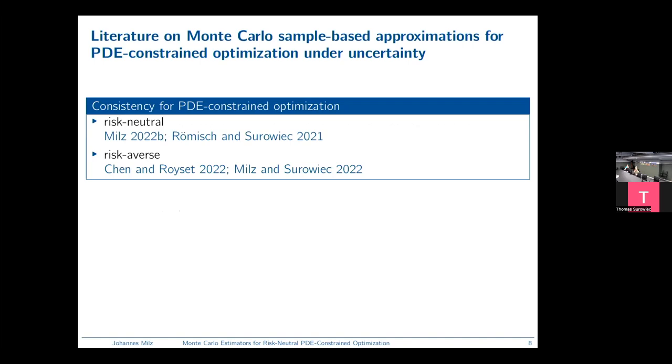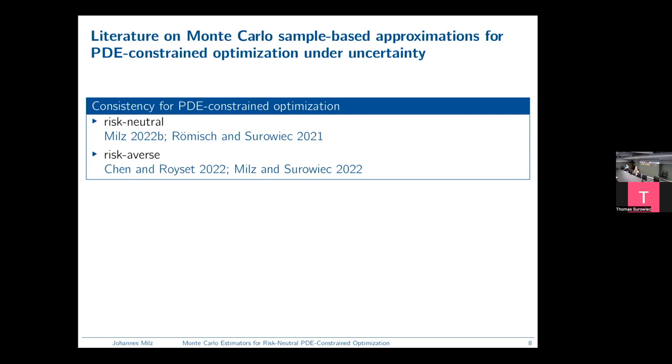So before we do that, I want to talk a little bit about what has been done in the literature so far. This literature review is only for Monte Carlo sample-based approximations. There are also quasi-Monte Carlo approaches, for example, or quadrature approximations to expected value operators.